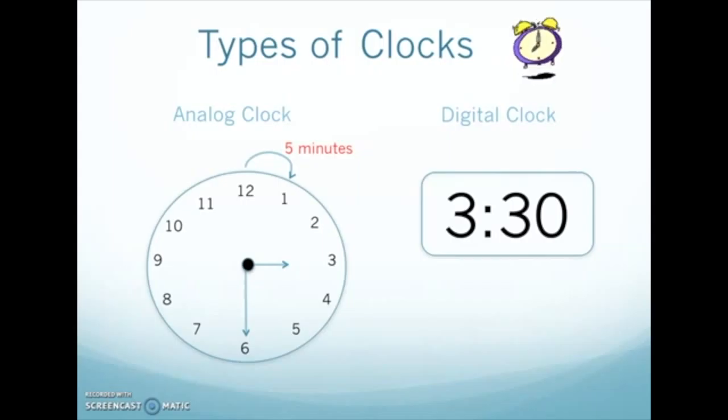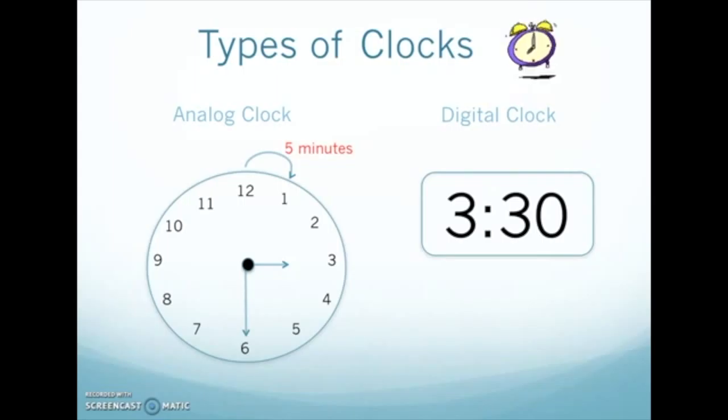In order to understand elapsed time, we are going to begin by examining how to tell time on 2 different types of clocks, an analog and a digital clock. An analog clock shows the time using both numbers and hands. Notice the interval between each number on the analog clock is represented by 5 minutes. A digital clock shows the time using only numbers. Notice that there is a colon that separates the hours from the minutes.